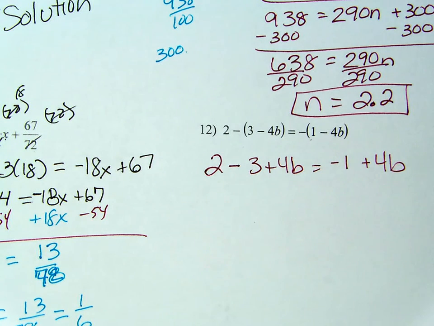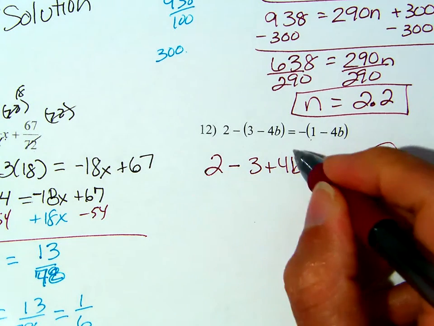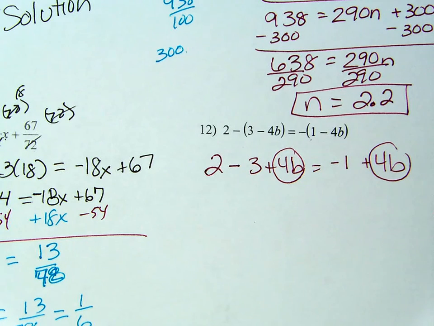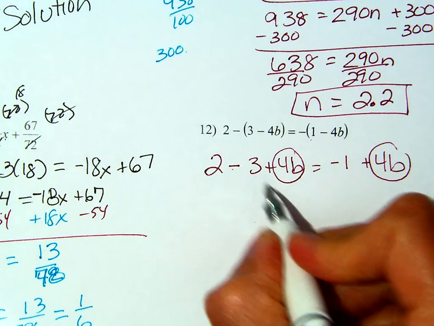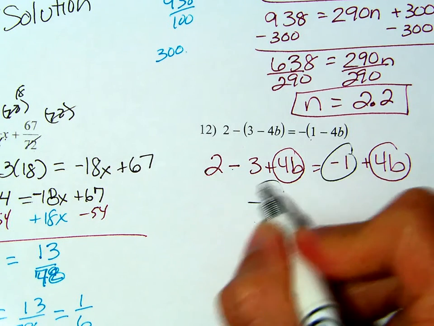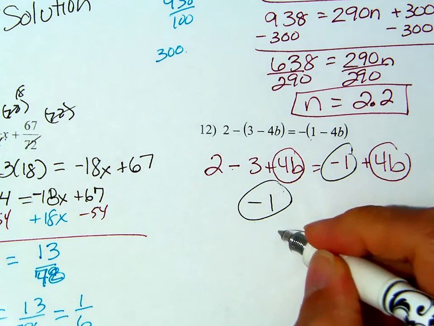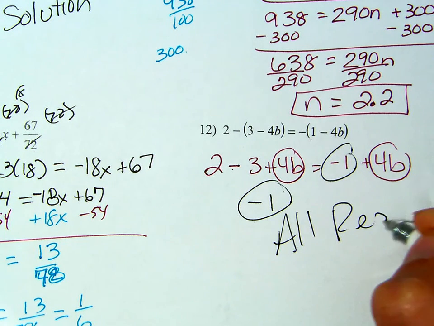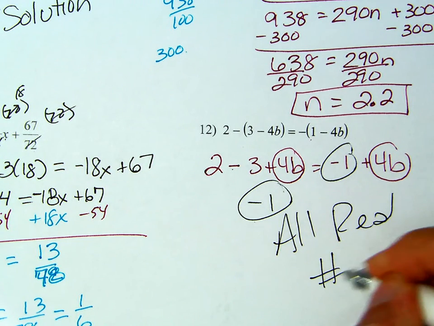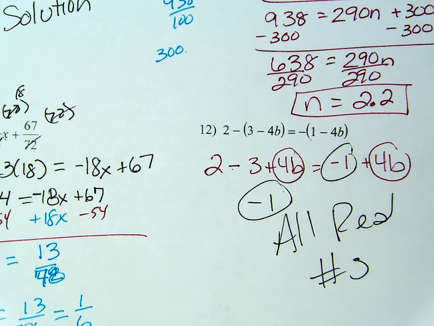Ooh, did anybody see these 4b's? That means it's either no solution or infinite solutions. 2 minus 3 is negative 1, and that's a negative 1. So now I know that this is all real numbers. This one has an infinite number of solutions because the variables and the constants were exactly the same. It's called an identity. All right.